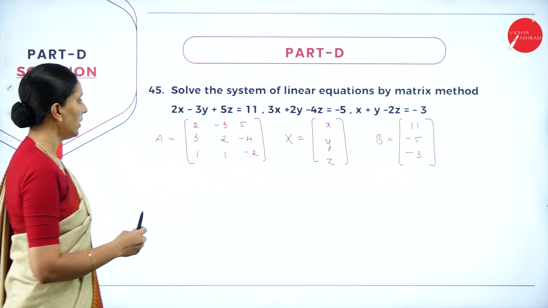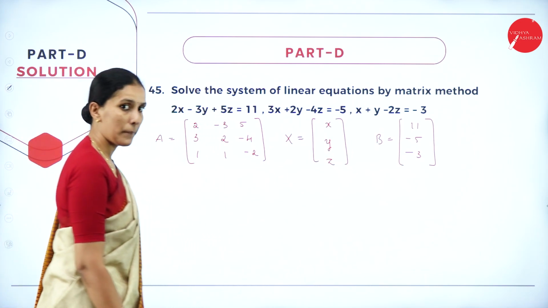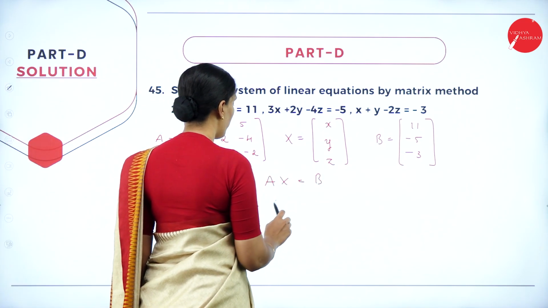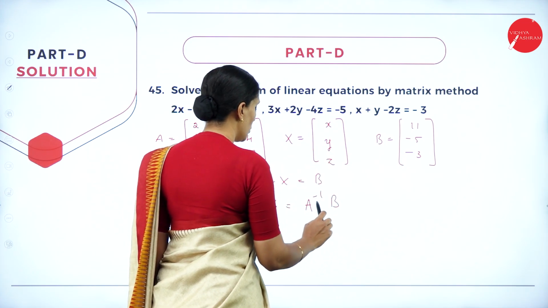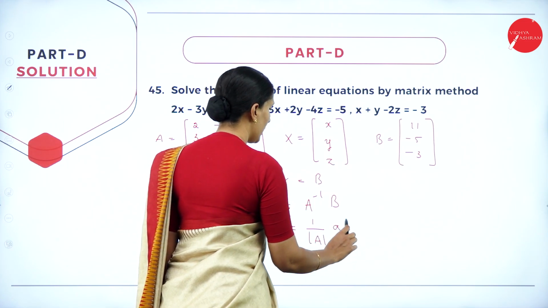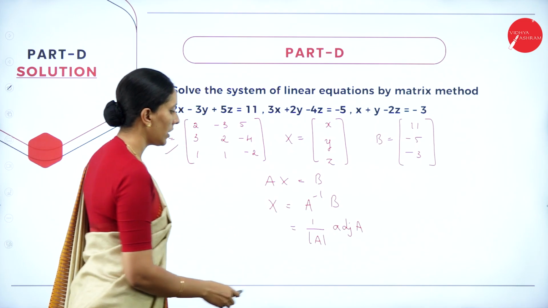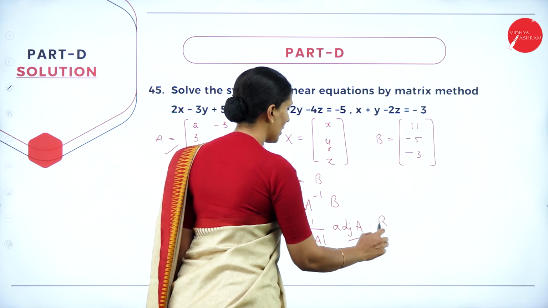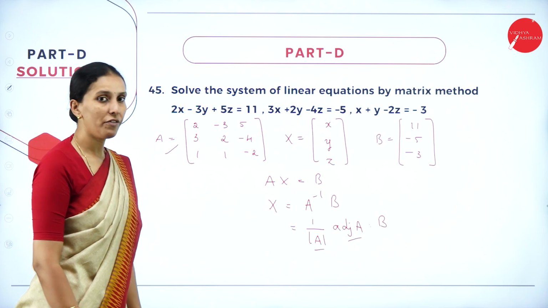So now here, when you multiply A into X, you will get B. So AX is equal to B. So if we need the values of x, y, z, then it is A inverse into B. To find A inverse, we have a formula: 1 over determinant A into adjoint A. So here, once you have written the matrix, we need to find out the determinant A and adjoint A, and finally we'll take the product with B. So then we'll find the values of x, y, z.